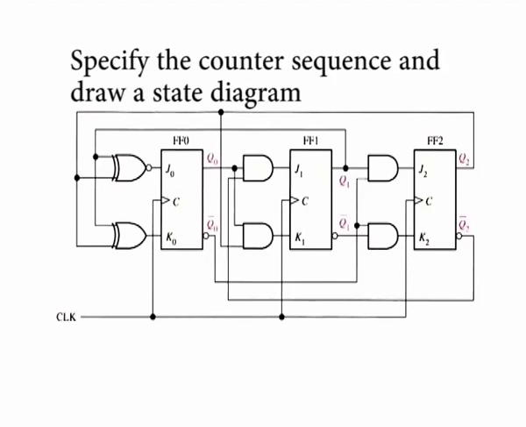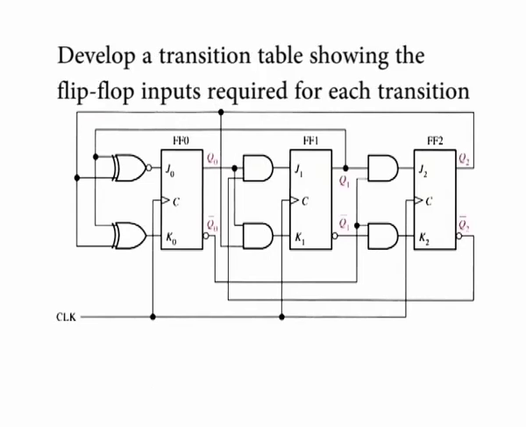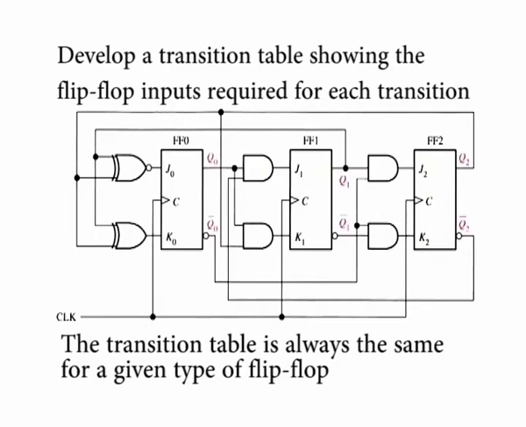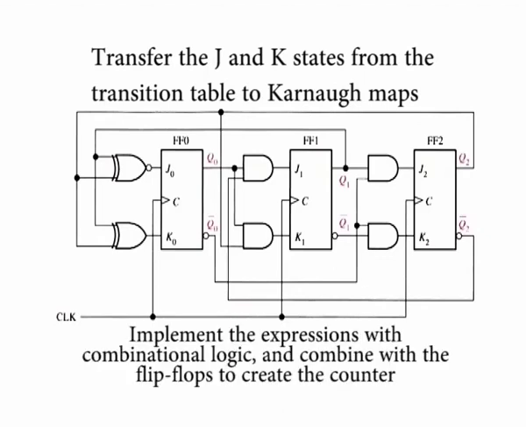First, specify the counter sequence and draw a state diagram. Then, derive a next state table from the state diagram. Then, develop a transition table showing the flip-flop inputs required for each transition. The transition table is always the same for a given type of flip-flop. Transfer the J and K states from the transition table to Karnaugh maps. And finally, implement the expressions with combinational logic and combine with the flip-flops to create the counter.